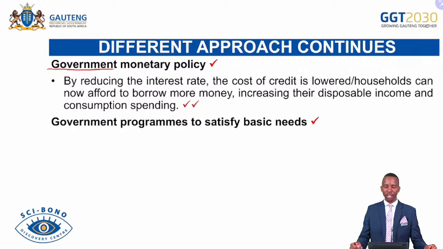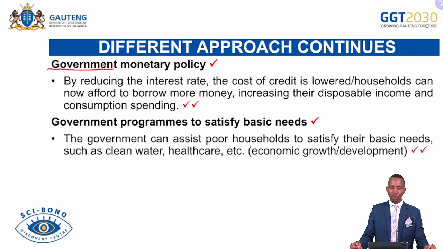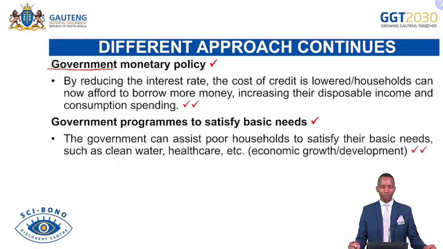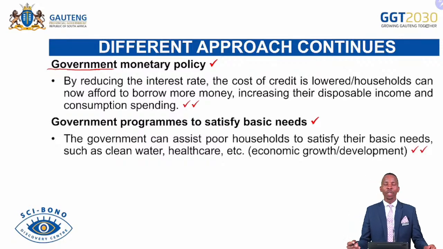Government programs to satisfy basic needs. In this case, we talk about the government intervening to assist the poor to satisfy their basic needs through the provision of clean water and healthcare, to ensure that economic growth and development is well achieved.